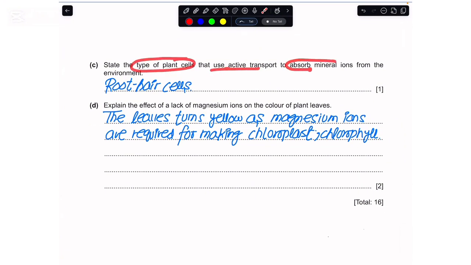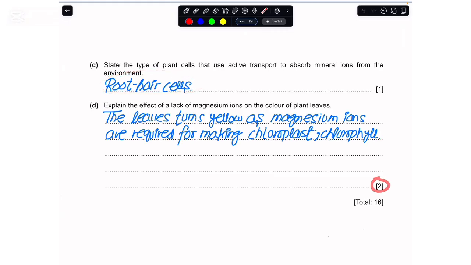Moving onward to the C part, they say state the type of plant cell that uses active transport to absorb mineral ions from the environment. So this is a fact that these are the root hair cells, because the root hair cells have abundant mitochondria and they have carrier proteins. The mitochondria would release energy and the carrier proteins would allow the movement of the ions. So the answer here is root hair cell.